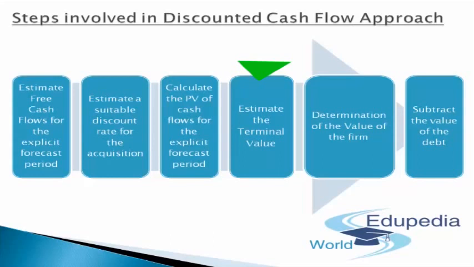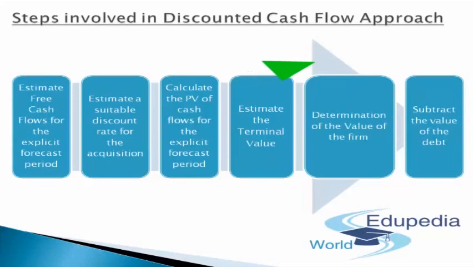The same can be computed with the help of a basic concept, that is, the cash flow in the last year multiplied by 1 plus G. By G I mean the growth rate, divided by KE minus G. By KE I mean the cost of equity, minus the growth rate. With that help, you'll be able to find out the terminal value of any kind of company. So that is how terminal value is computed.